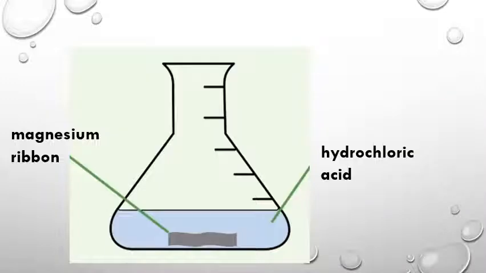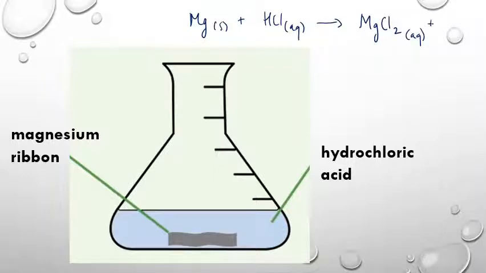Let's think about a quick example of how you could easily measure a rate of reaction. Imagine that you had magnesium ribbon in hydrochloric acid. You hopefully know this reaction again from Year 9. Metals react with acids to form salt plus hydrogen. So magnesium solid reacts with the HCl aqueous to form MgCl2, that's the salt, plus hydrogen. I think I might have said water earlier, but it's hydrogen.